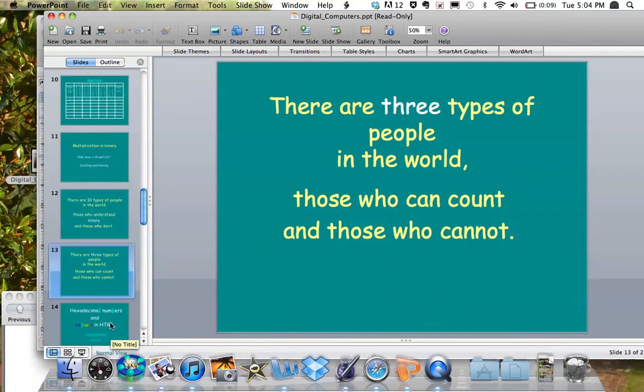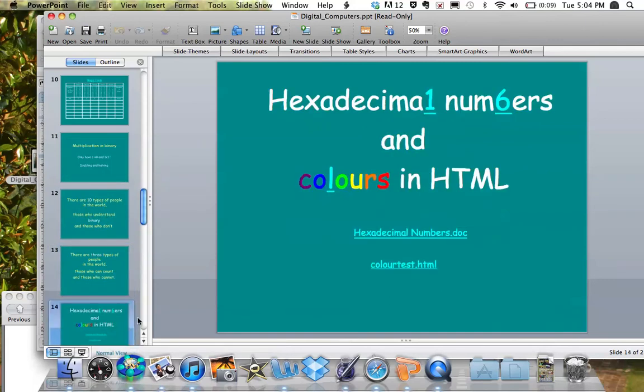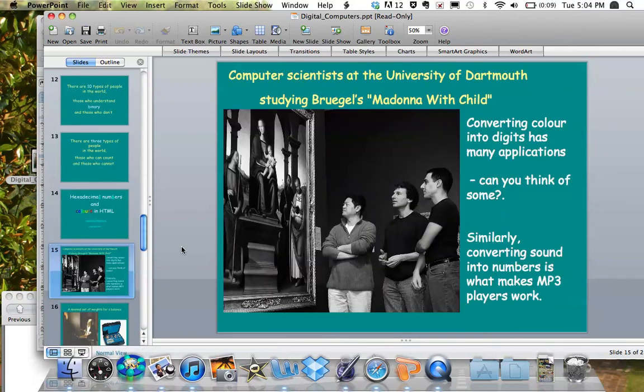So an interesting lesson. And then another extension is looking at hexadecimal numbers, which is actually a base 16 value system. Okay, thank you.